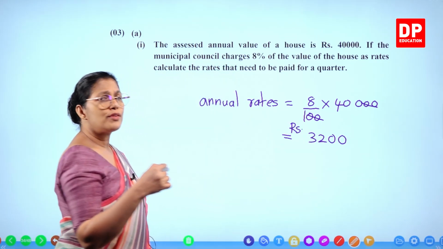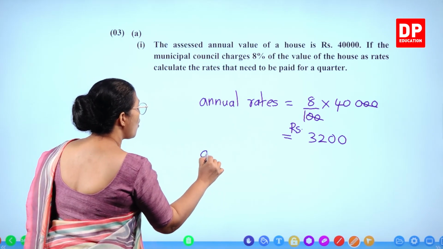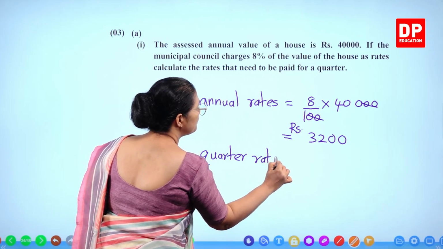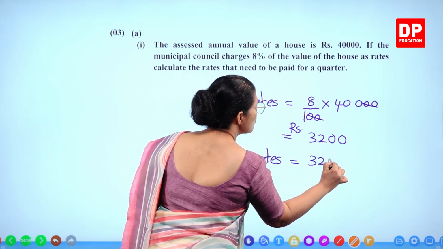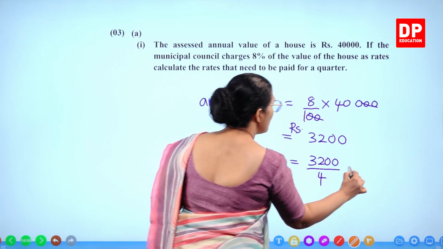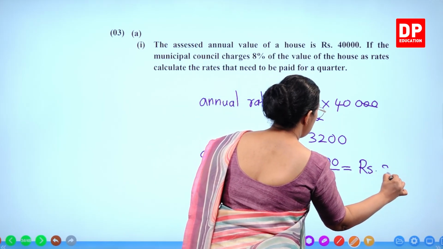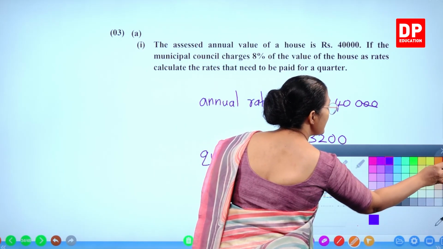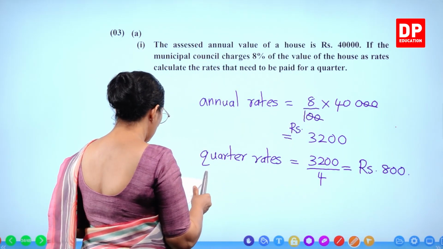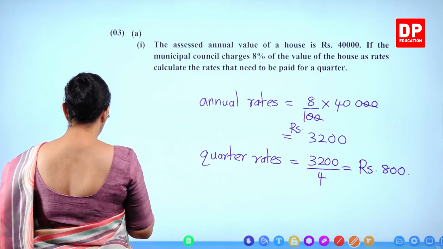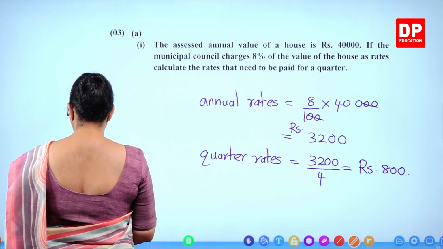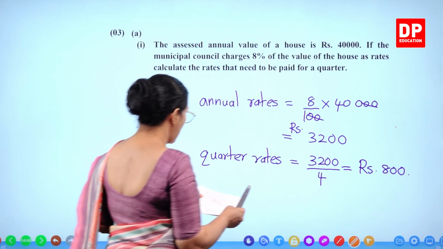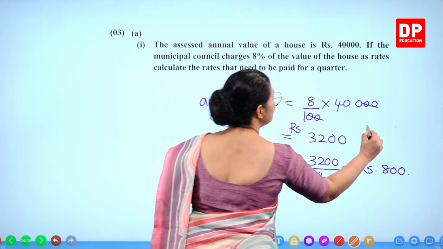So how do you find out the quarterly value? Quarter rates you have to divide by 4. 3,200 divided by 4, you get 800 rupees. That's the quarterly rate. So how many marks for the first part? You get 3 marks for that.